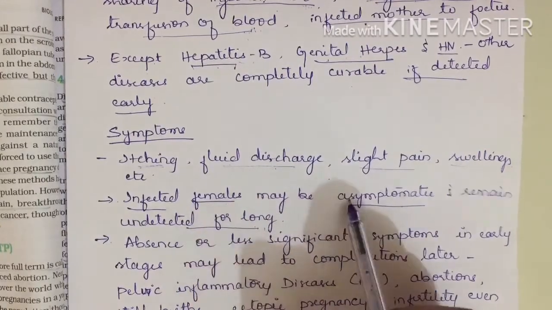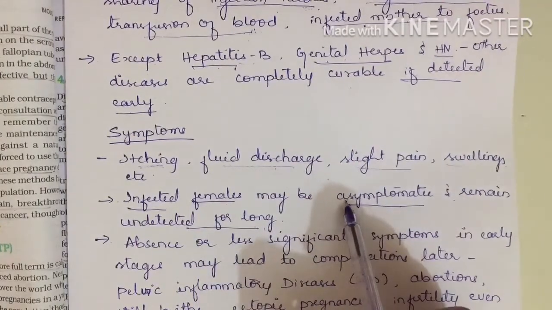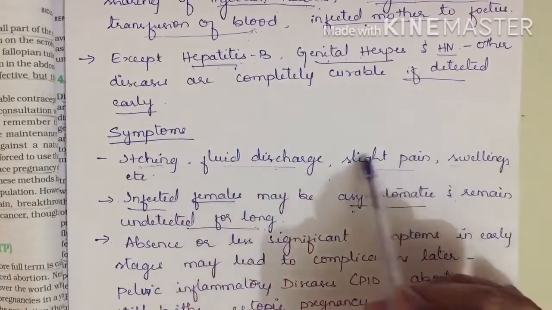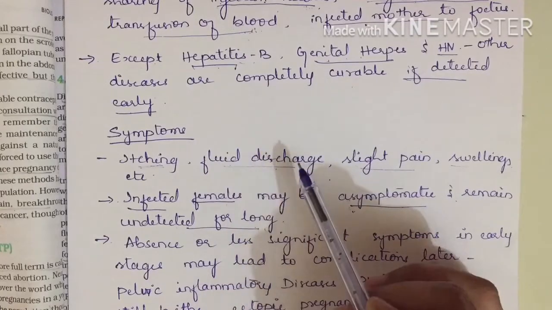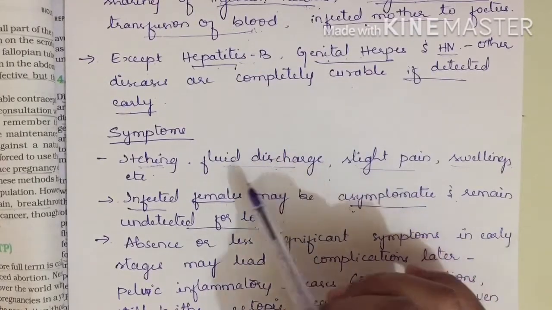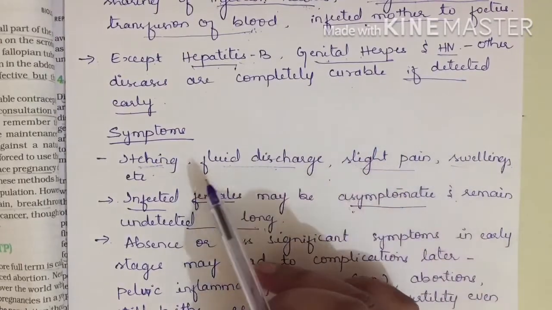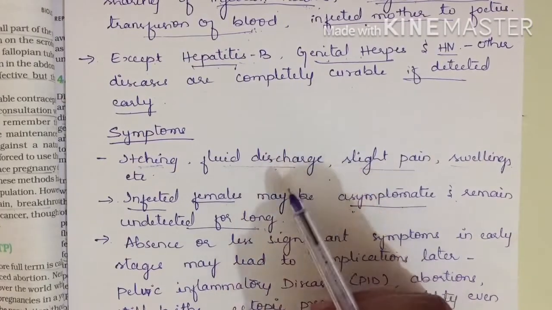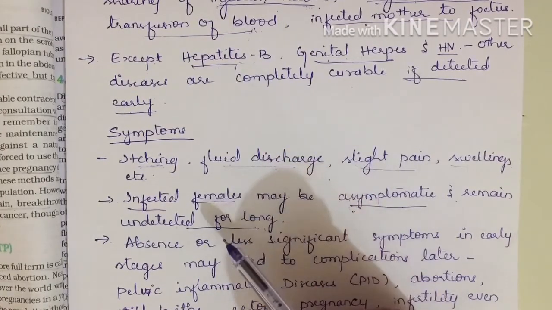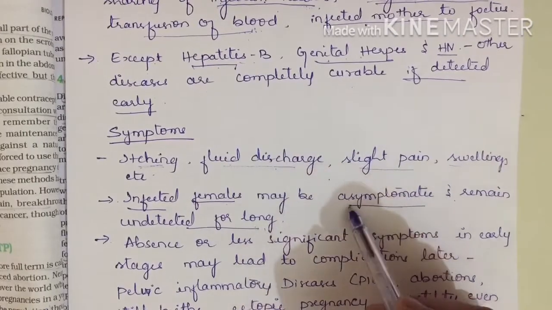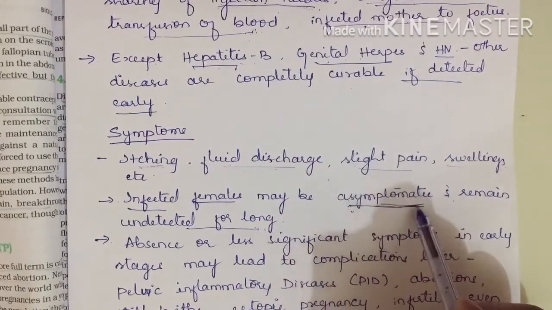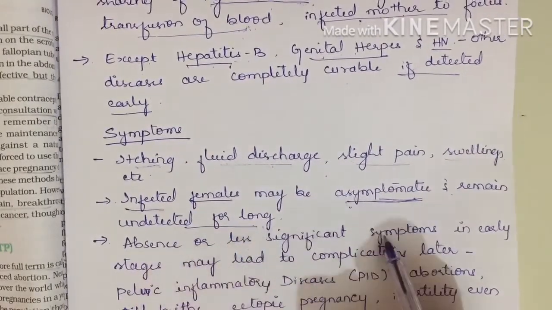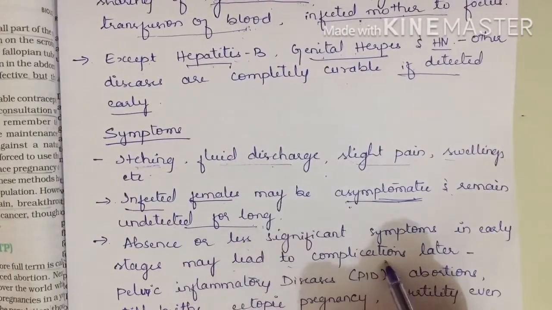But in females, it is asymptomatic. Why? The question is, why are females asymptomatic? Because the common minor symptoms which have been mentioned here will be found in the female normally, which she might take as normal. Because of the menstrual cycle and all, she might take it as normal. If these kinds of symptoms appear, she might think it is a normal case. Sometimes it is not at all visible, so in that case she will be undetected for long and it is asymptomatic.